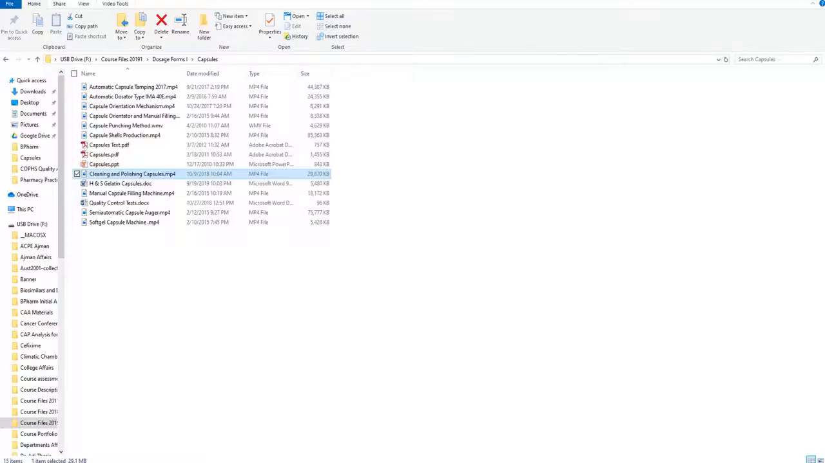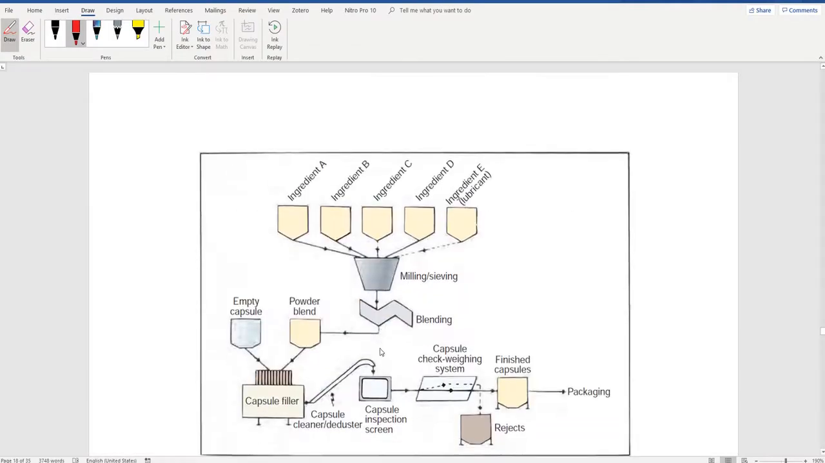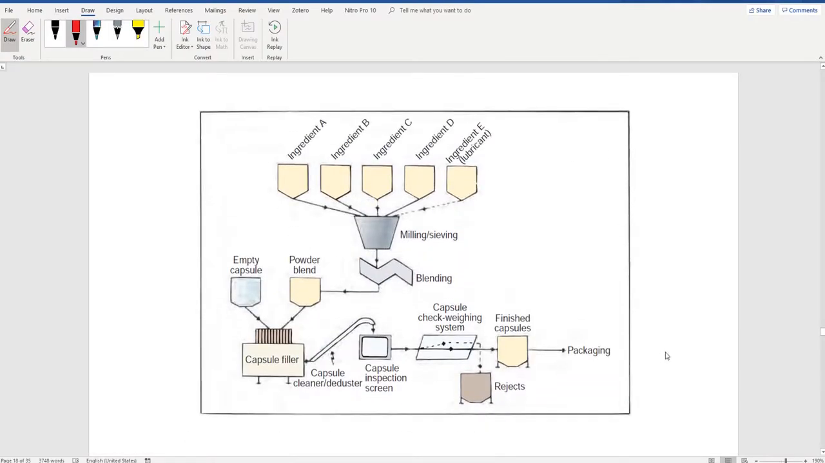Okay, now we are going to look at this figure that summarizes the process of producing filled and packaged hard gelatin capsules. First, you see the ingredients here. You are mixing several ingredients, maybe the drug and other excipients, including lubricant, etc. First, you want to mill them in order to get the right size, and then you will blend them, and they are ready to be filled. This is the powder blend, and this is the machine.